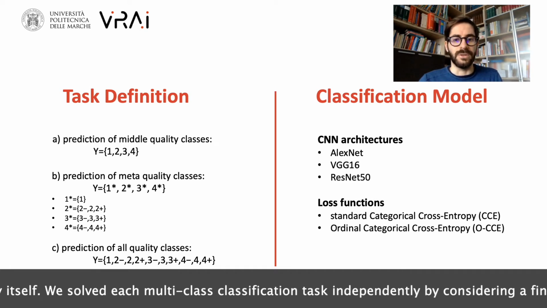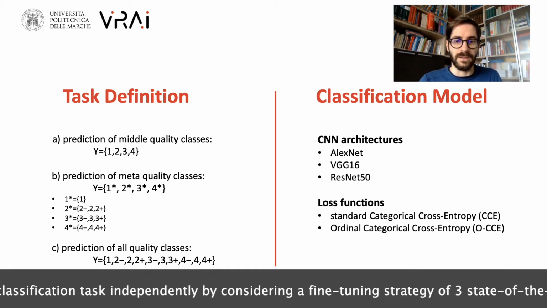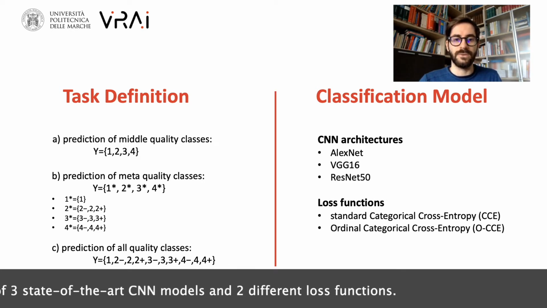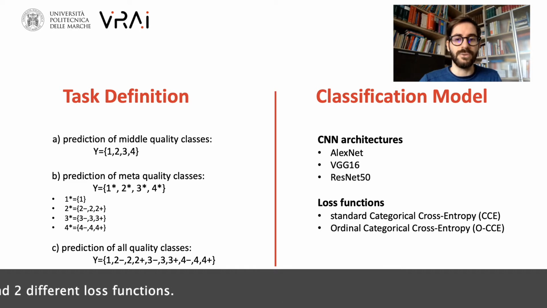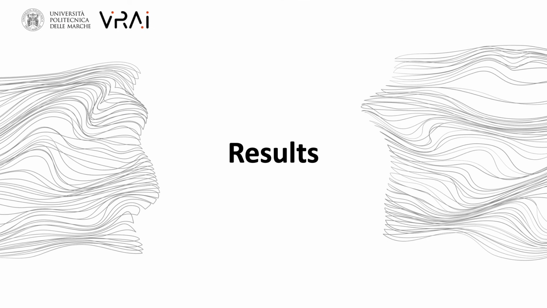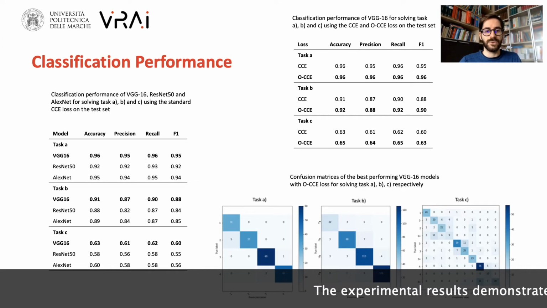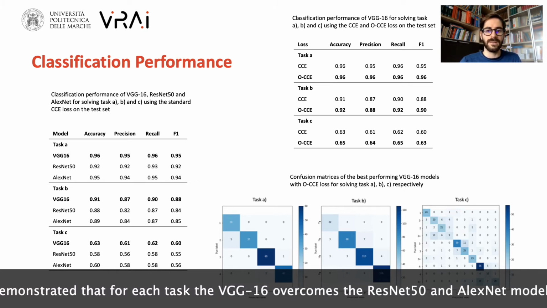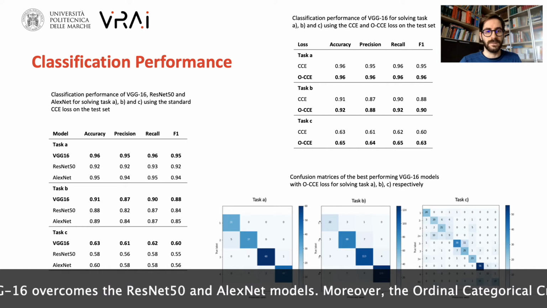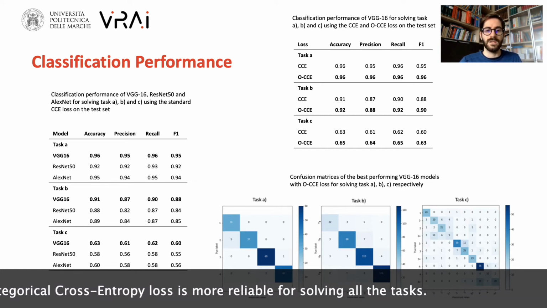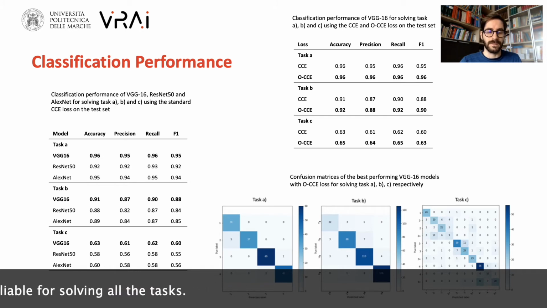We solved each multi-class classification task independently, by considering a fine-tuning strategy of 3 state-of-the-art CNN models and 2 different loss functions. The experimental results demonstrated that for each task the VGG16 overcomes the ResNet50 and AlexNet models. Moreover, the ordinal categorical cross-entropy loss is more reliable for solving all the tasks.